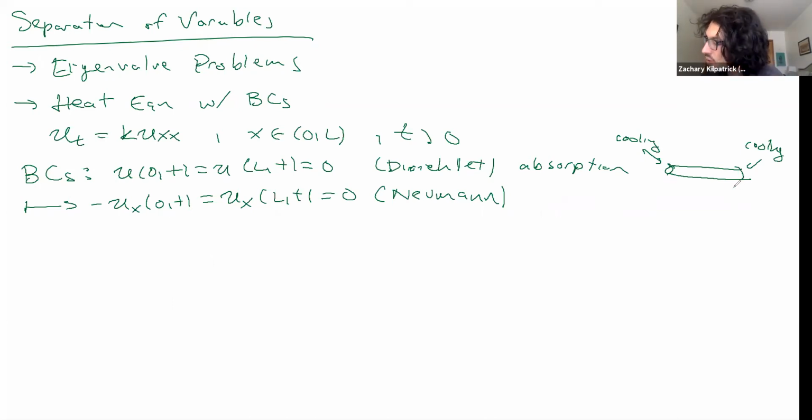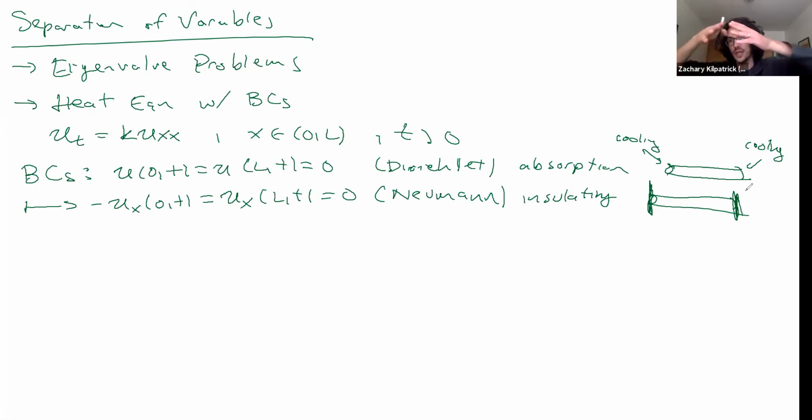Okay, Neumann boundary conditions. Sometimes these are called insulating boundary conditions, and it just means that the heat is trapped within here, so it cannot leak out. The heat will diffuse and spread out, but you won't lose any heat as you would from absorbing boundary conditions.